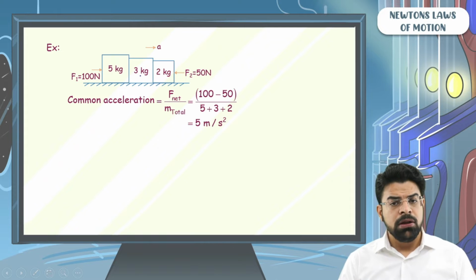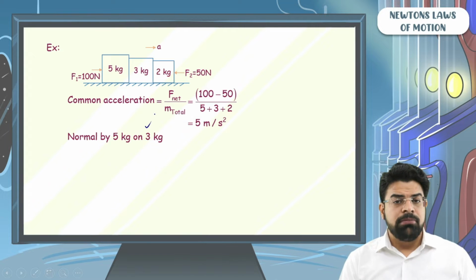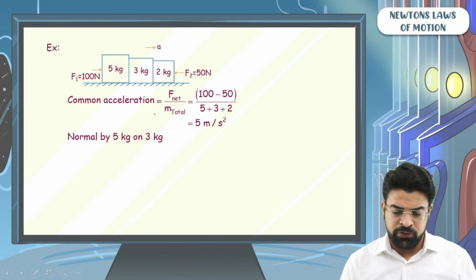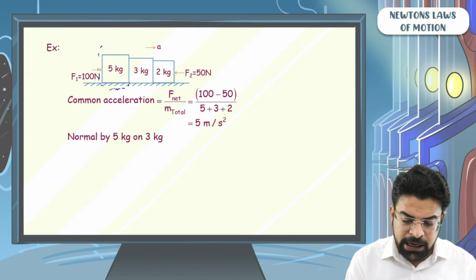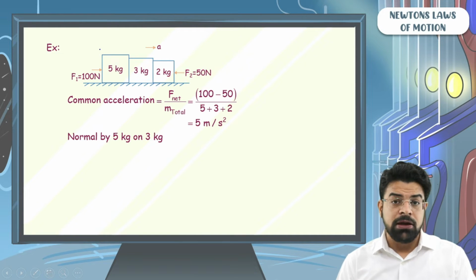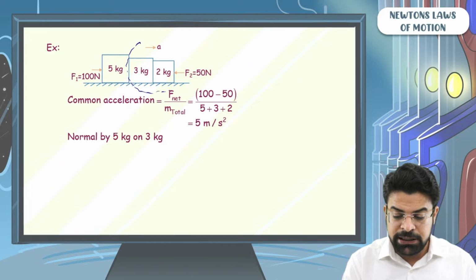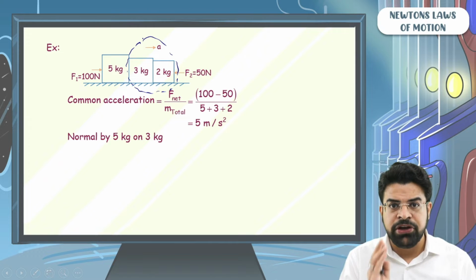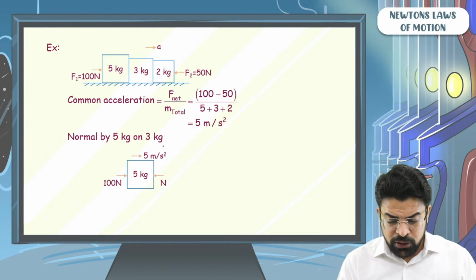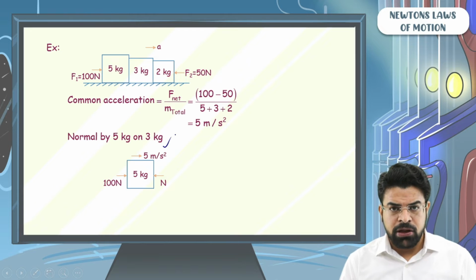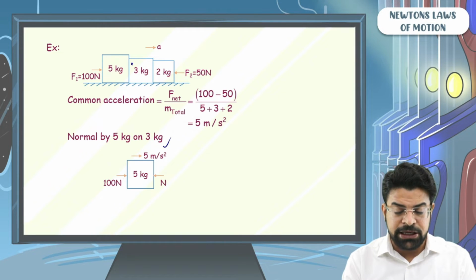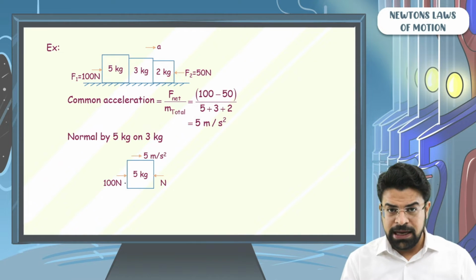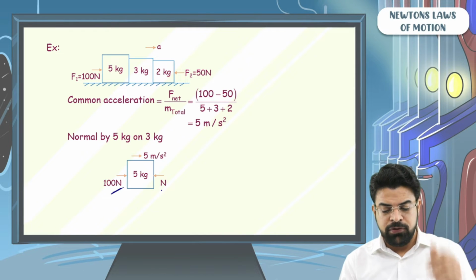So now, normal reaction by 5 kg on 3 kg. To find the normal reaction by 5 kg on 3 kg, we can either look at the forces acting on the 5 kg, or we can look at the forces acting on the 3 kg 2 kg system. Let's do both the ways as of now as we are learning. So if we look at the forces acting on the 5 kg, assume that the normal reaction applied by 3 kg on 5 kg is N towards left. So you will get the forces acting on 5 kg to be 100 from left and N from right.